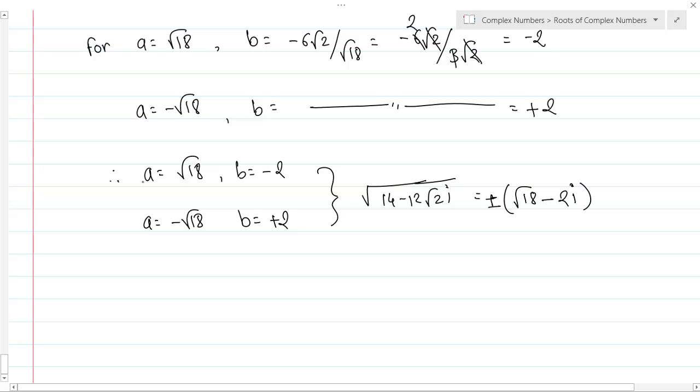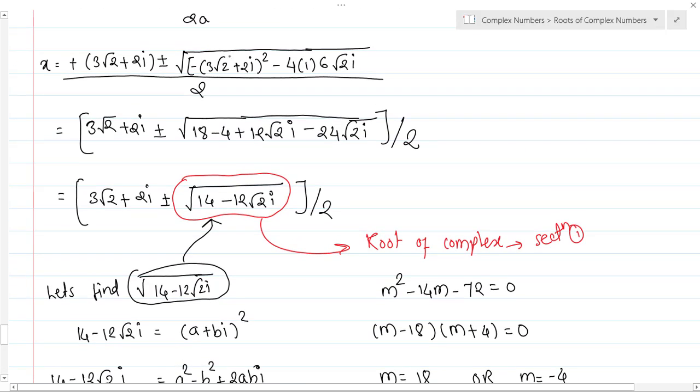Okay, if I combine these two, one time this will be plus, the other time it will be minus. That's why I can write easily plus or minus root 18 by root 18 minus 2i. Okay, now let's substitute this in the above equation where we have calculated the final value of x. So this is nothing but the x. So let me take that x here.